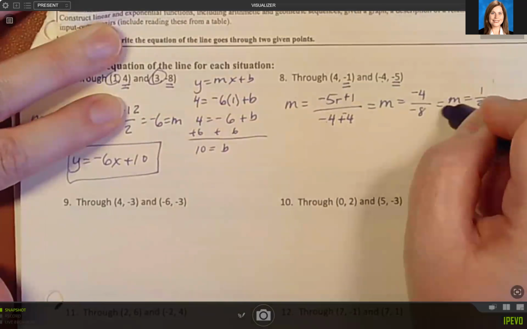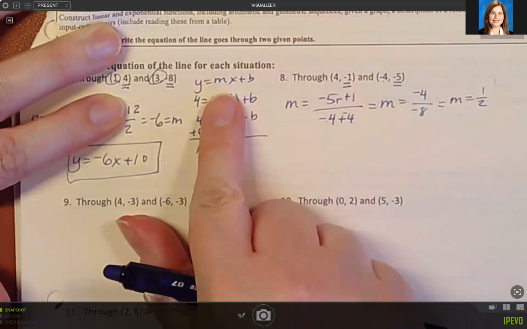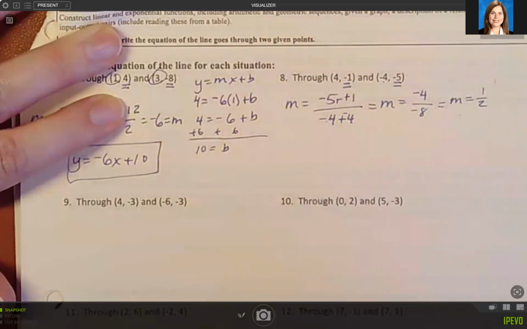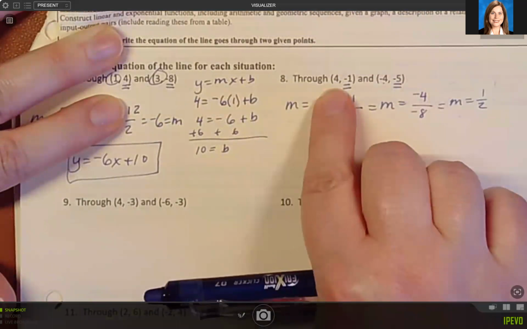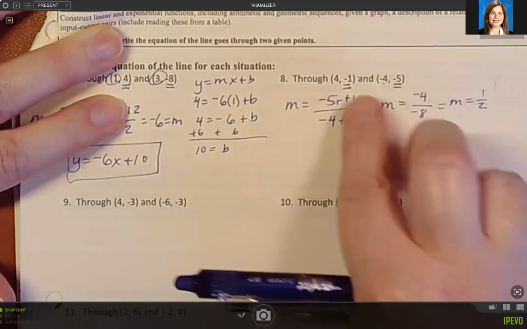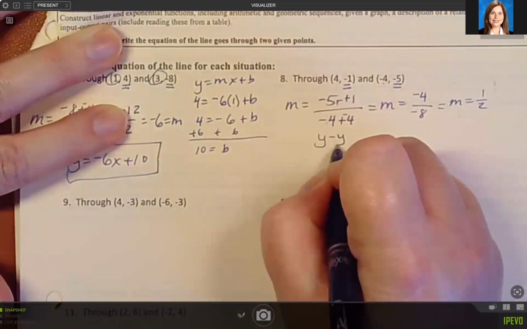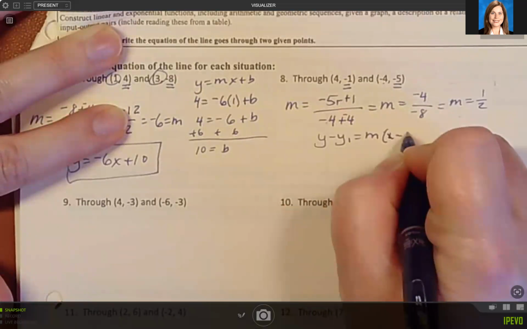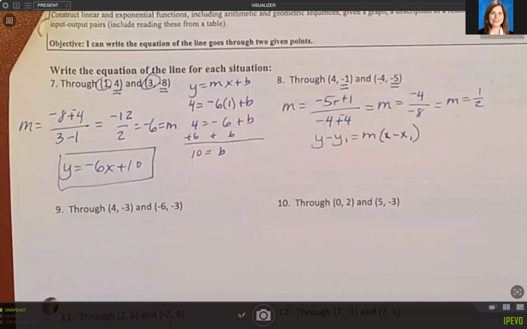Okay, and then I can use slope-intercept form like I did here. I know some of you still prefer that, but let's go ahead and use point-slope form because that's just another way to do this. It doesn't really matter which point you use. I'll just use the first one. So remember, point-slope form is y minus y sub 1 equals m times the quantity x minus x sub 1.